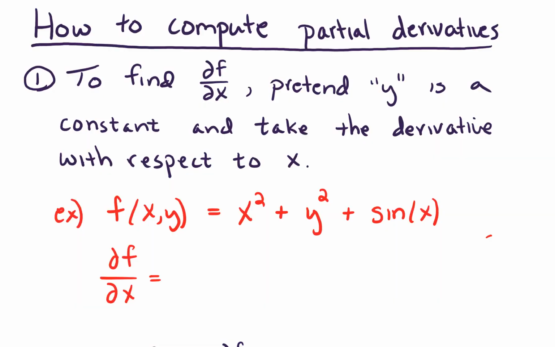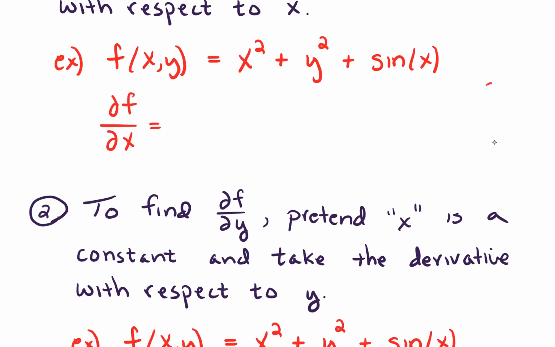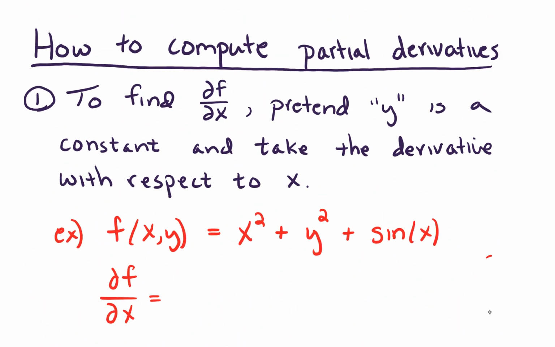Hello, so in this video we're going to talk about functions of two variables, x and y, and how to compute partial derivatives of functions of two variables, x and y. So we've got two different approaches, number one and number two down below. For number one, to find the partial derivative of f with respect to x, pretend y is a constant and take the derivative with respect to x.